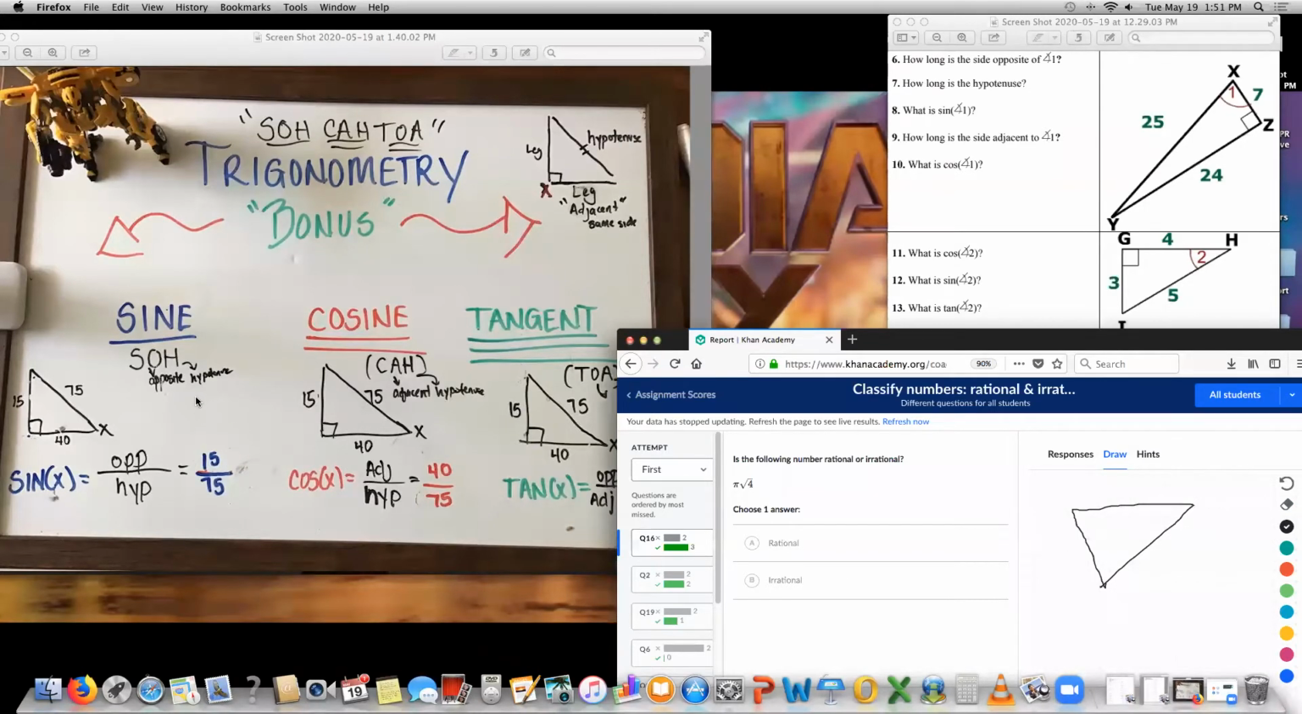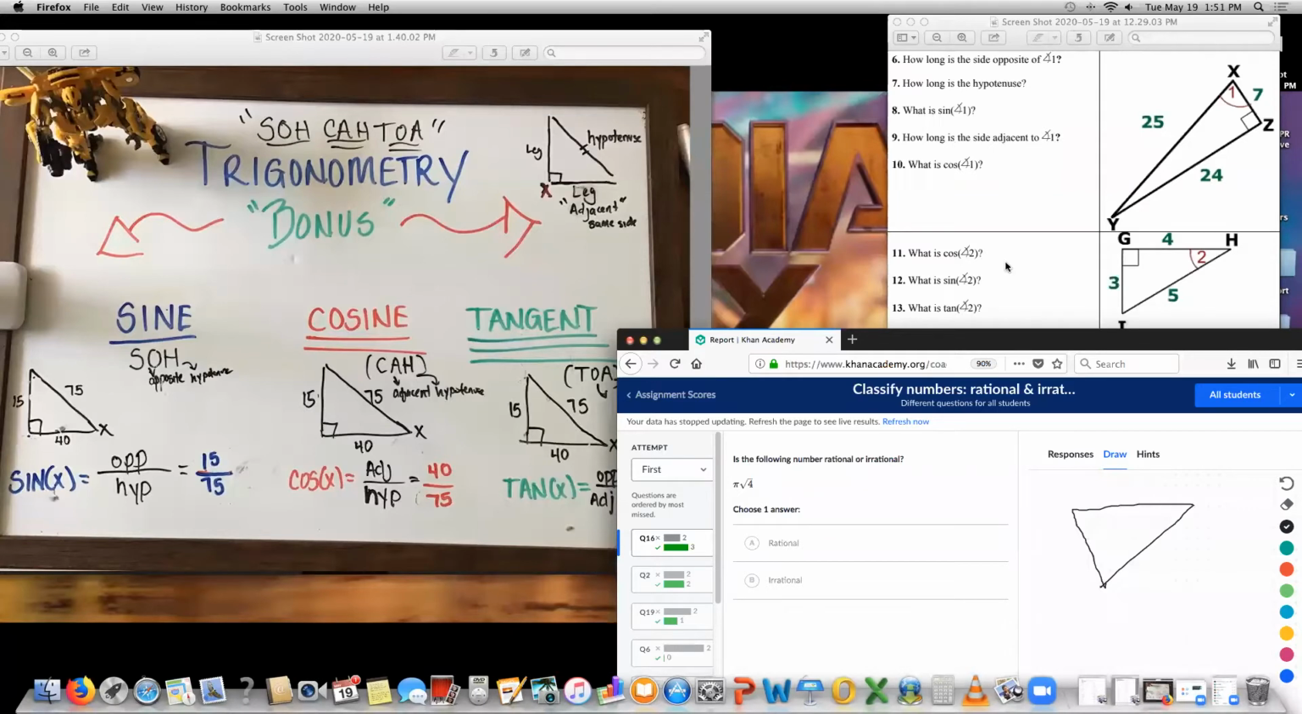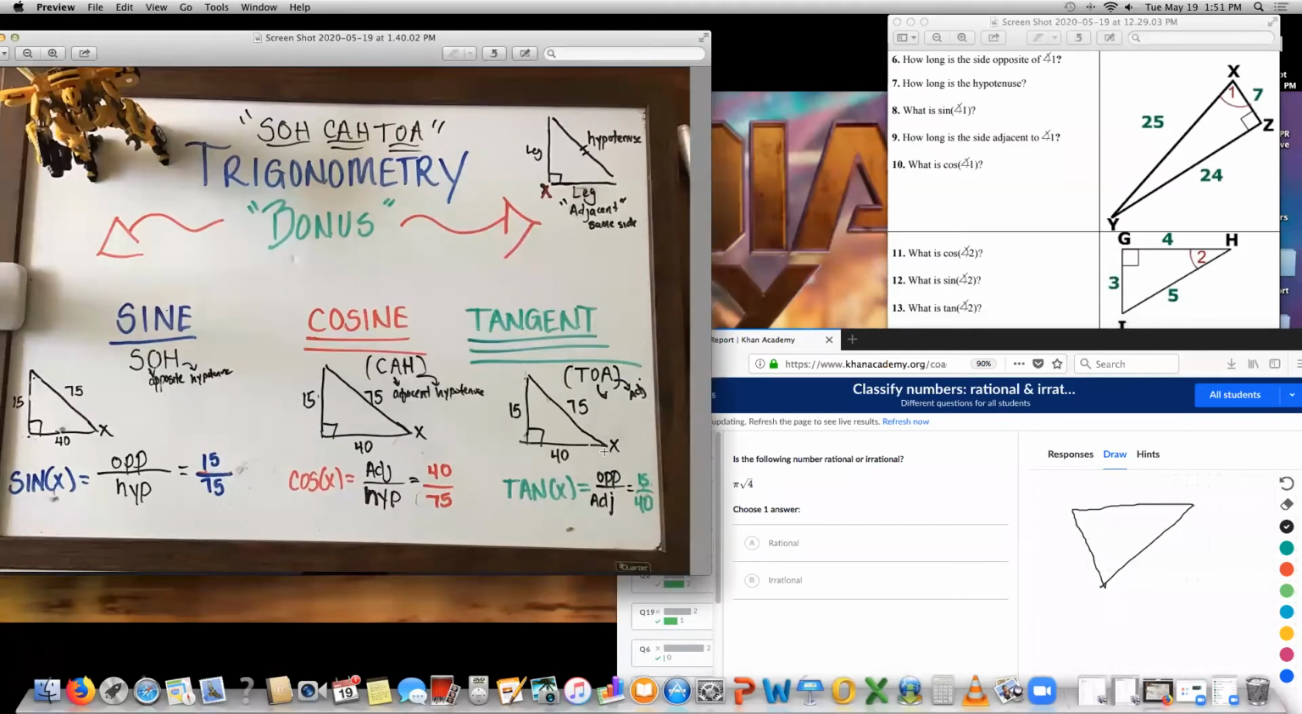So the cosine of that exactly would be 4/5. Now we know the last part is our tangent. Our tangent is opposite over whatever is adjacent. So what is opposite of angle two? Three is opposite of angle two. And what is our adjacent side here? Four. So your answer for angle two would be 3/4.